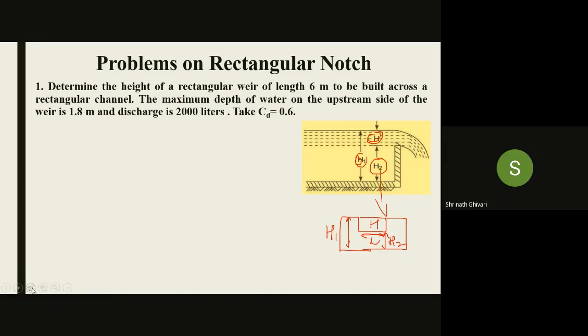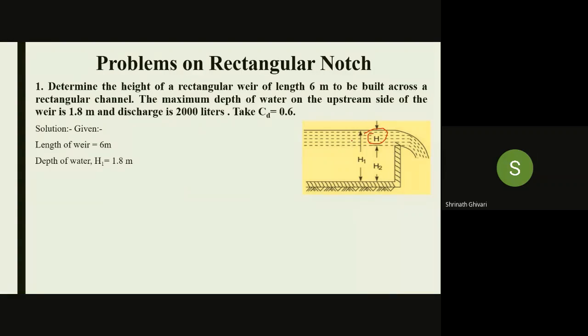Okay, so how are you going to calculate the value of capital H? That discharge formula. Okay, you start finding the value of H now. I'll show you: length of the weir is 6 meter, capital L. Depth of water is H1 equal to 1.8 meter. Discharge is 2000 liters per second, which is nothing but 2 meter cube per second, as 2000 divided by 1000 converts it into meter cube per second. And the coefficient of discharge is 0.6.